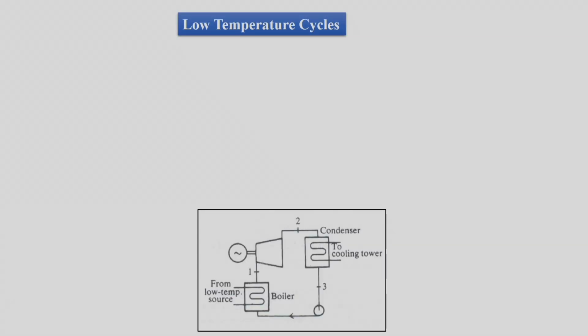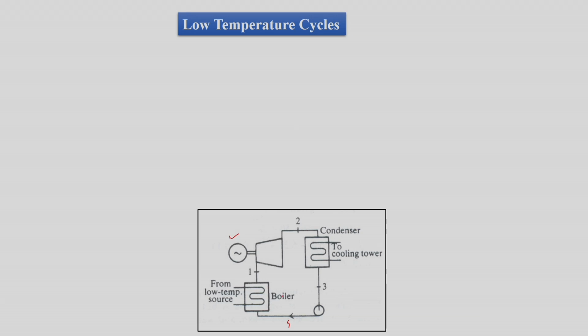As expected, we will have 1 to 2 in the turbine, then 2 to 3 in the condenser, then 3 to 4 in the pump, and then 4 to 1 in the boiler. So, this was the routine operation of our Rankine cycle. This was for electricity generation.